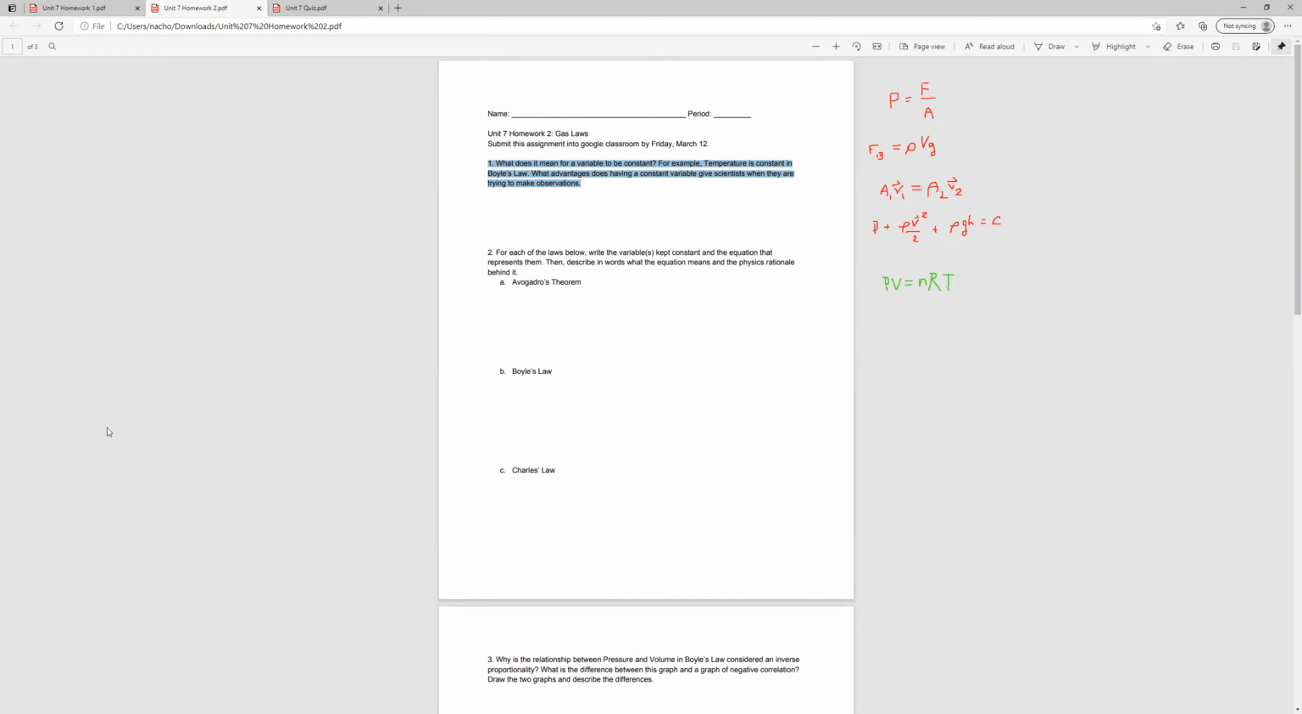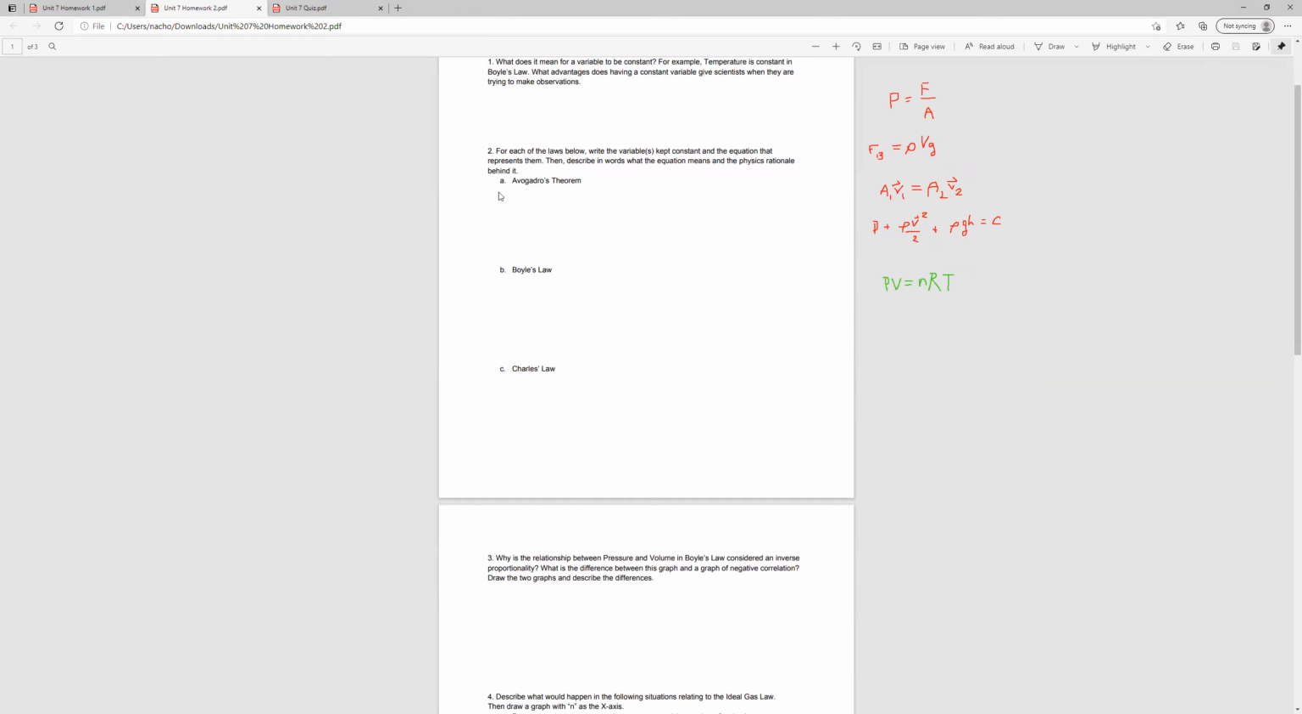It allows scientists to make observations better because once you have a constant variable, you can basically eliminate its change from that equation. So for example, if we kept temperature constant, then we can eliminate it from this equation and just be left with PV equals nR and see the relationship between them. If you have more things constant like pressure, then you get V equals nR, which is literally Avogadro's theorem.